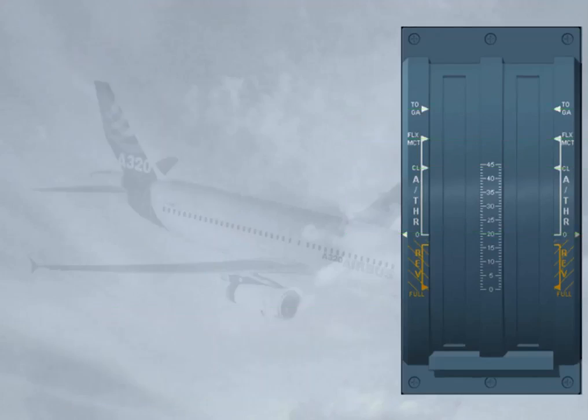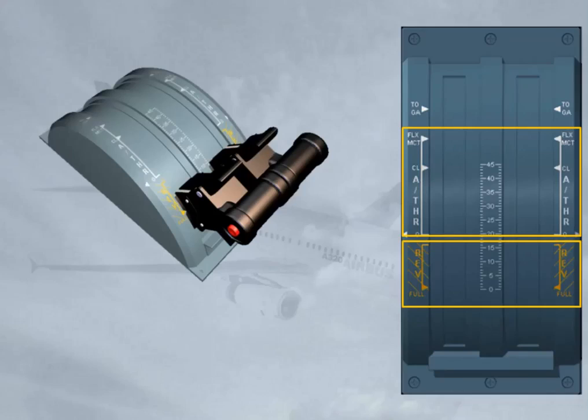The auto thrust can only work when the thrust levers are set forward of the idle detent and up to the climb detent, or MCT detent in case of engine failure. If the thrust levers are set by the pilot in the reverse position, the auto thrust cannot operate. Note, the alpha floor function is an exception which will be covered later on.